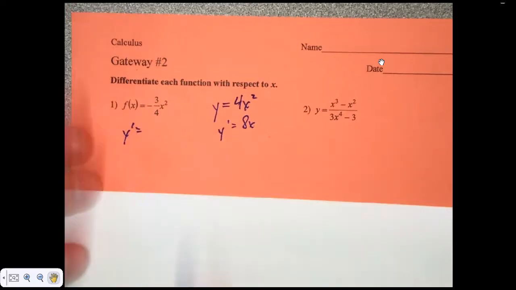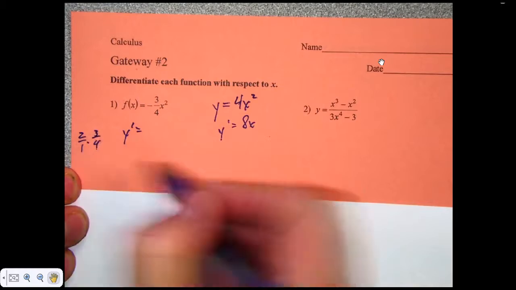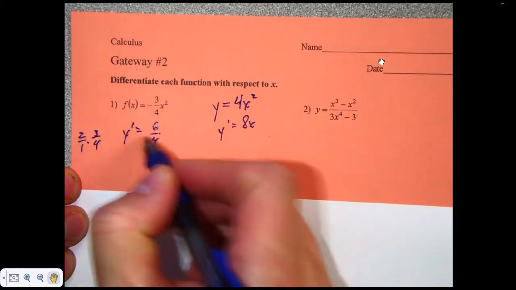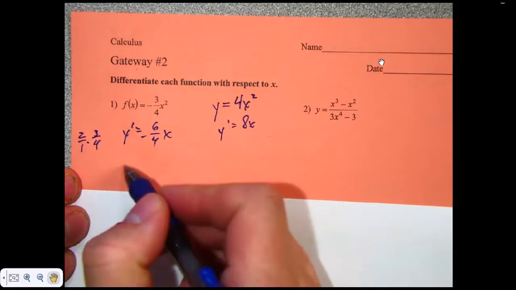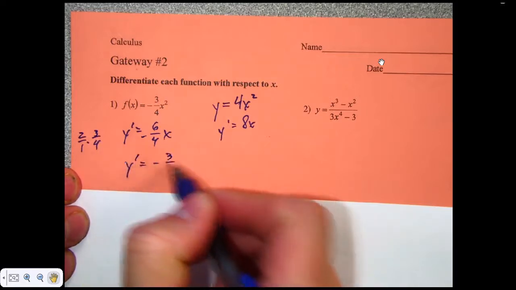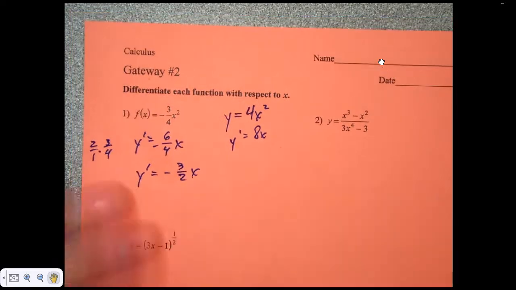You bring down the 2, multiply it by 3/4. So that is 2 over 1 times 3 over 4, which is 6 over 4, and it is negative. Reduce the power by 1. If you wanted to reduce that to negative 3 over 2 times x, you could, but you don't have to do that part. Number 2 is quotient rule.